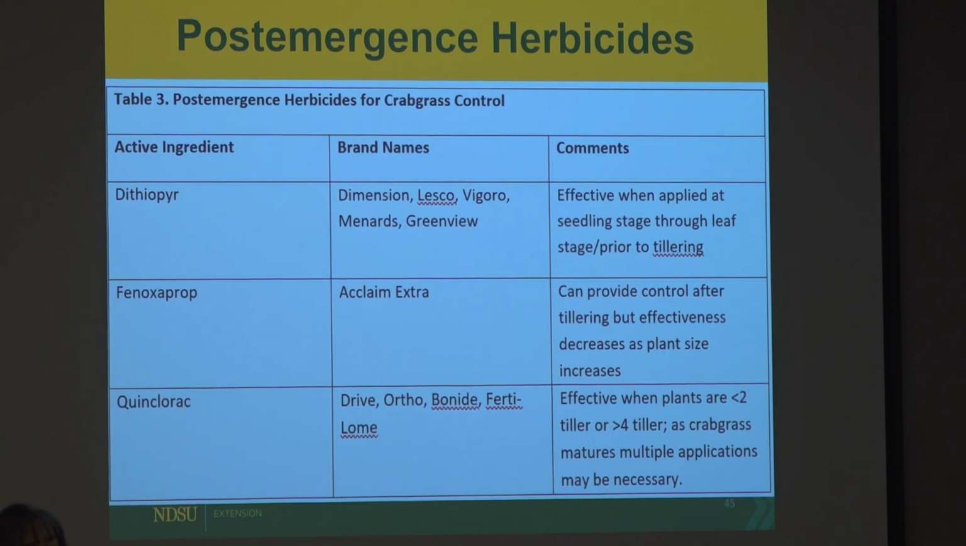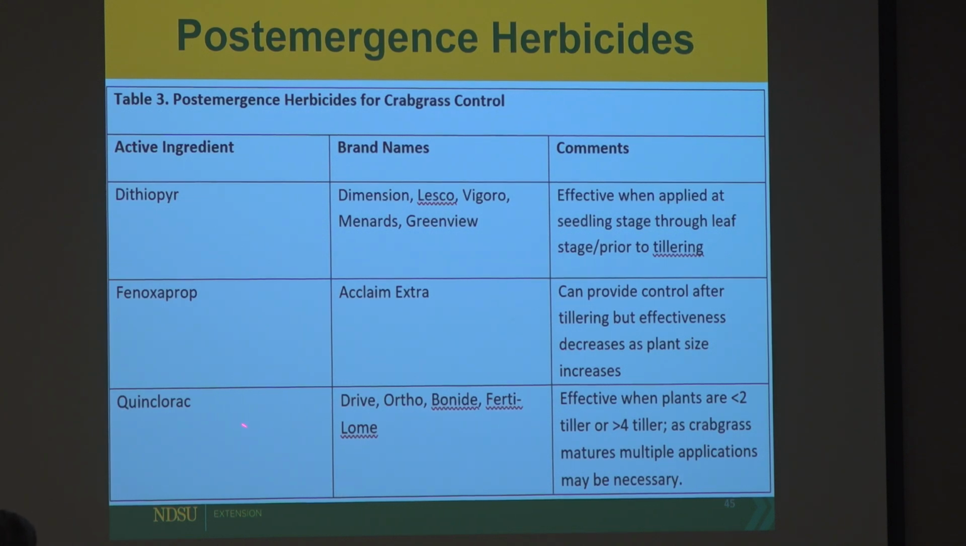I would say once we get past middle of July, I think we're done for the season. It's just not going to control a real vigorous established crabgrass plant. So this would be when we're still at a young tillering stage. So phenoxyprop, a common brand name is Acclaim Extra, and for quinclorac, lots of different options out there. Drive, Ortho Weed Begone for crabgrass.